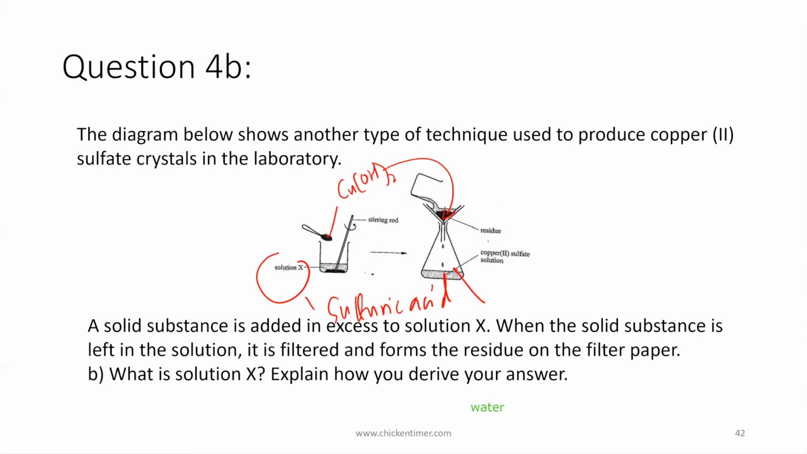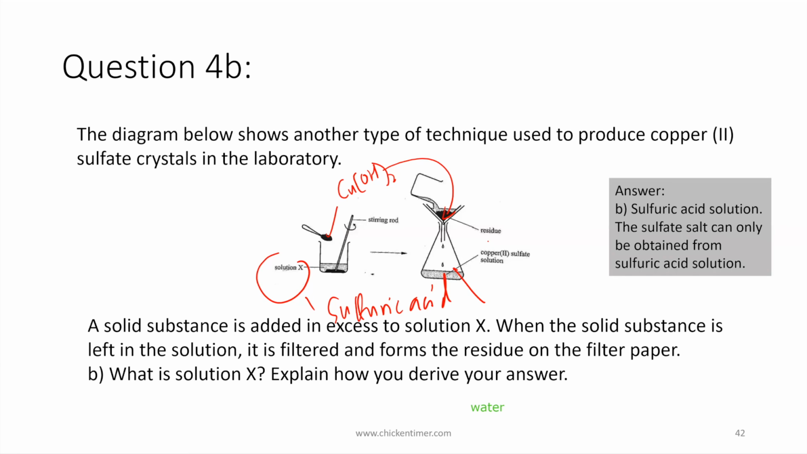When it's used up, it will not dissolve copper hydroxide anymore. So then you will filter. When you filter, the filtrate will be copper sulfate. Then the residue will be copper hydroxide. There will not be any sulfuric acid left because all has been reacted by copper hydroxide. So it's sulfuric acid. The reason why you use sulfuric acid is because you want sulfate salt. Sulfate salt can only be obtained from sulfuric acid.